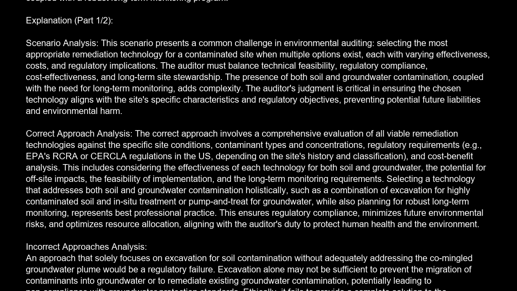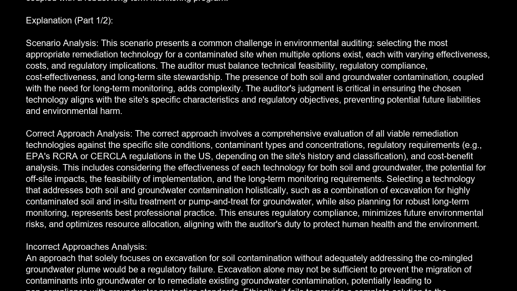This scenario presents a common challenge in environmental auditing: selecting the most appropriate remediation technology for a contaminated site when multiple options exist, each with varying effectiveness, costs, and regulatory implications. The auditor must balance technical feasibility, regulatory compliance, cost-effectiveness, and long-term site stewardship. The presence of both soil and groundwater contamination, coupled with the need for long-term monitoring, adds complexity. The auditor's judgment is critical in ensuring the chosen technology aligns with the site's specific characteristics and regulatory objectives, preventing potential future liabilities and environmental harm.